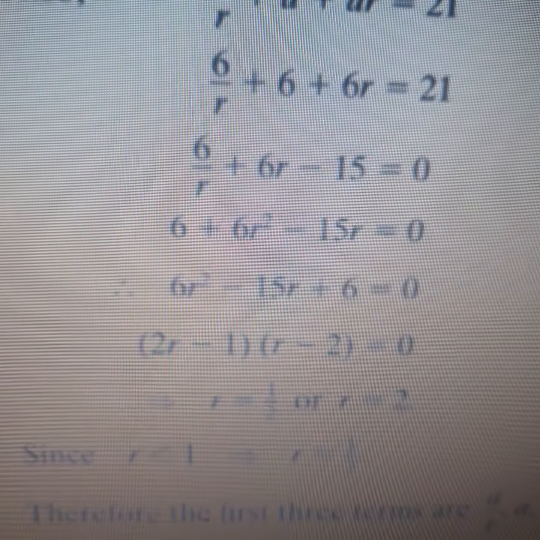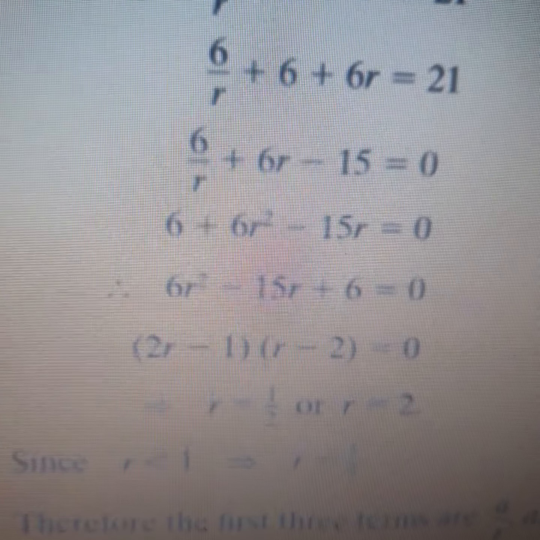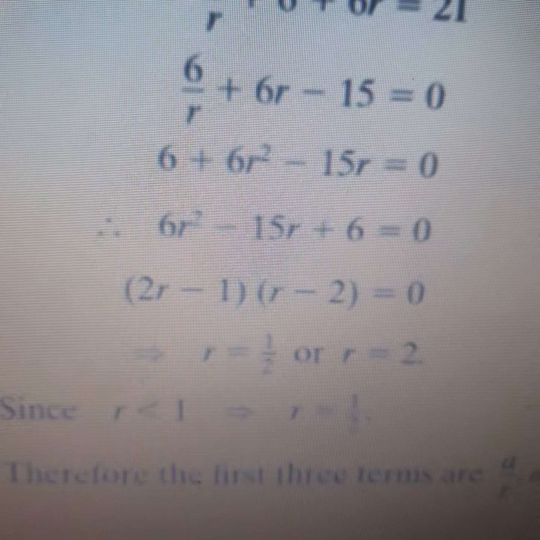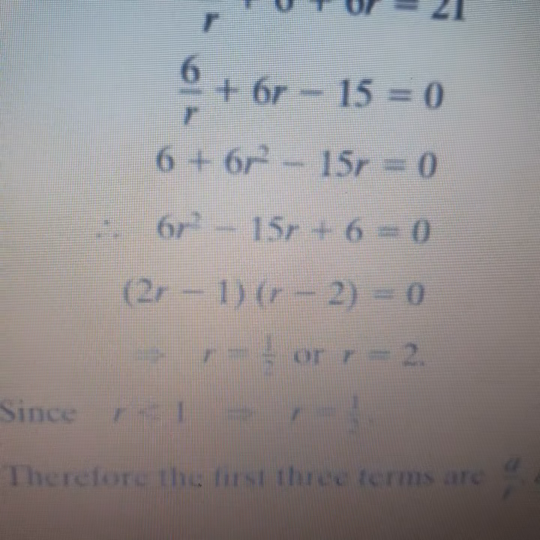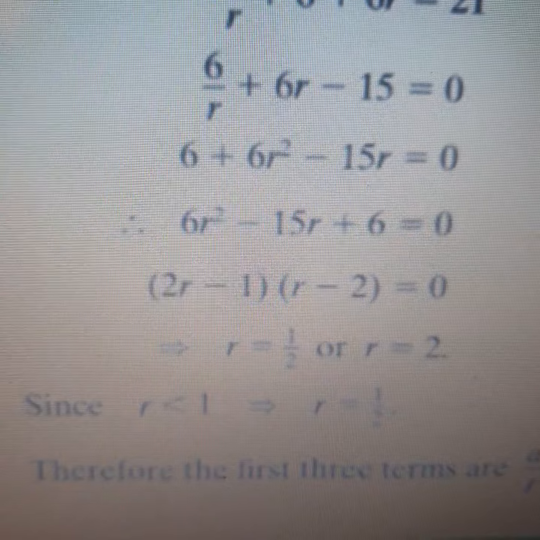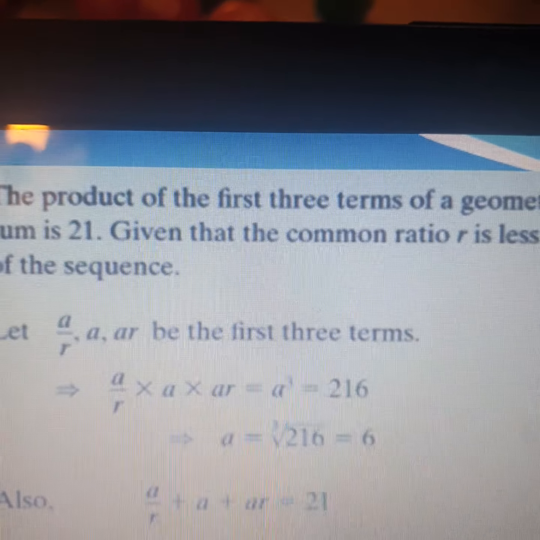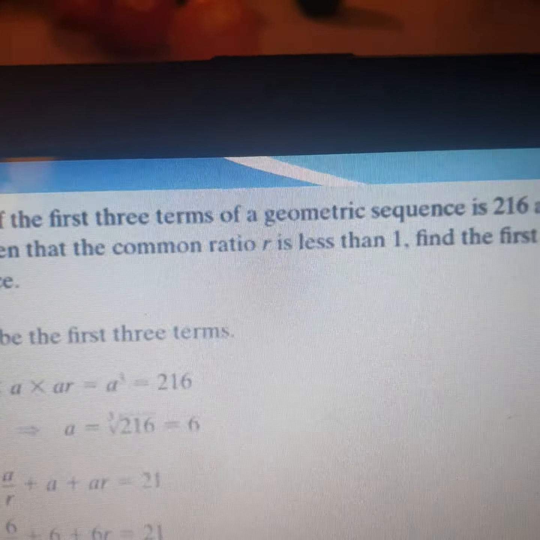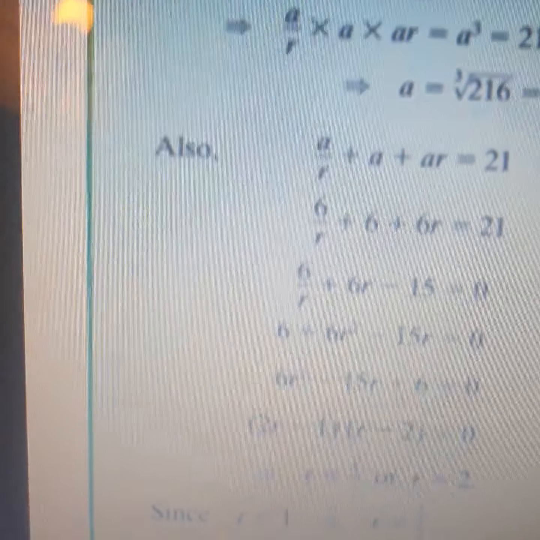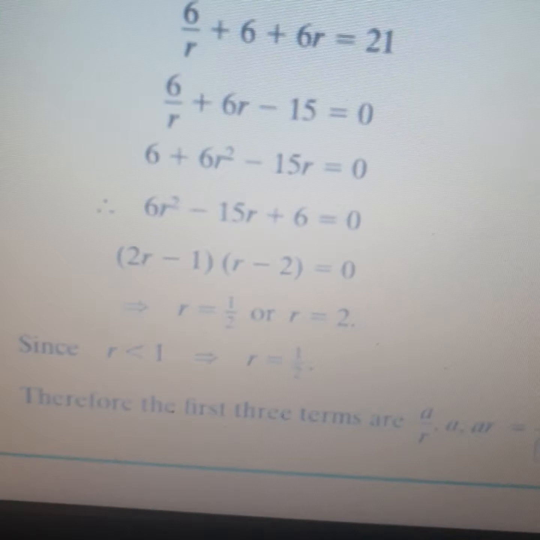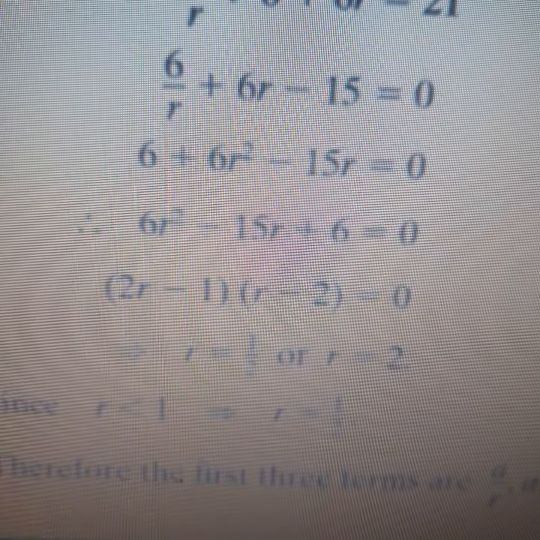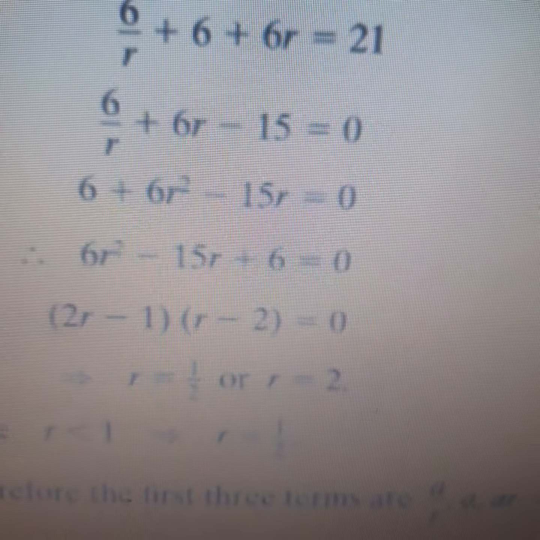You could use your minus B formula or your guided method here. Solve, get the 2 factors, solve, then and get your 2 roots. So R is equal to half or R is equal to 2. So does it tell us anything? It says that given that the common ratio R is less than 1, find the first 3 terms. So R is less than 1, so therefore R must be the half here. We ignore R equal to 2, as it is not applicable.